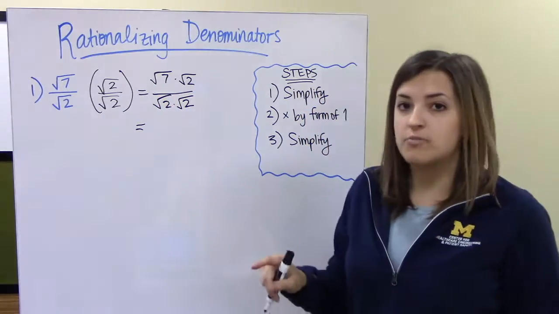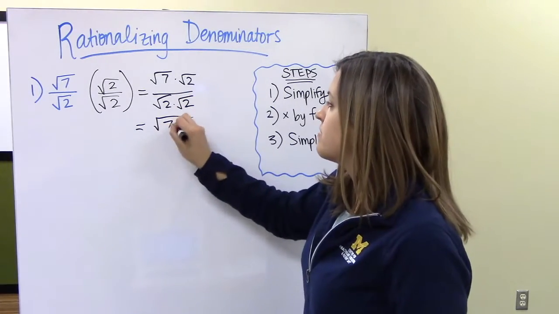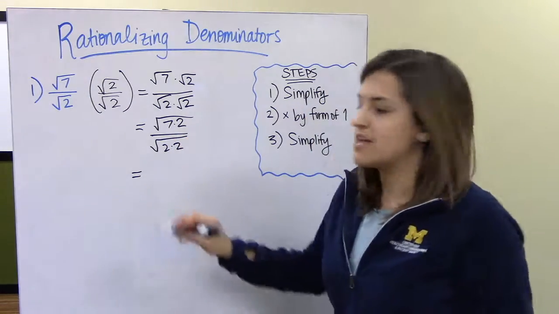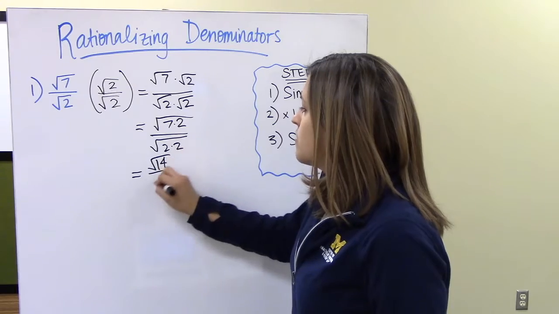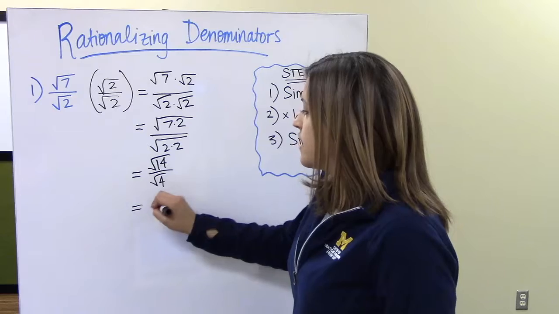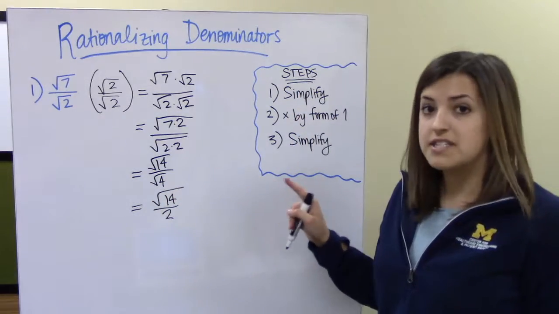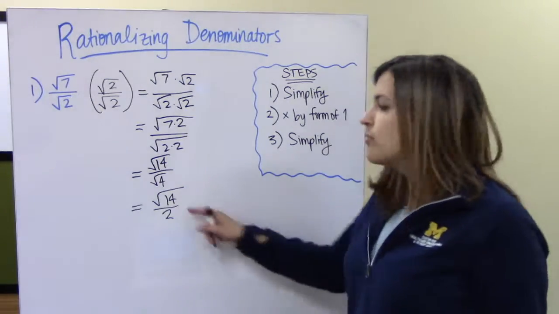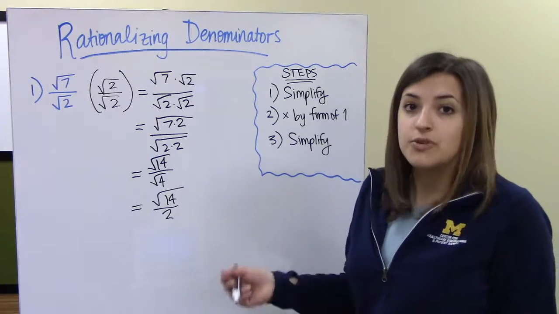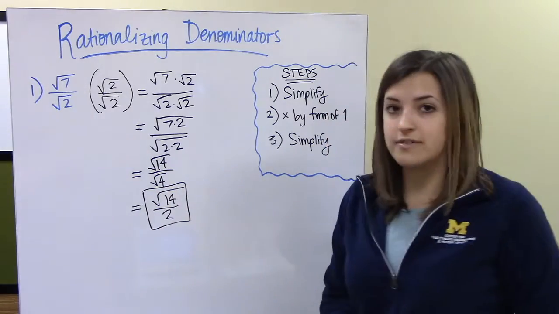Now I can use the product property, so I'm going to make these into one big square root. So I'll get square root of 7 times 2 over square root of 2 times 2. And if I multiply these out, I get the square root of 14 over the square root of 4. And we know the square root of 4 is 2. So this equals, in the end, square root of 14 over 2. Now, let's look at our third step. That's to simplify again if we can. But we can't because square root of 14 is as simple as it gets, and 2 is not a square root. So we're all set in our simplest form, and this is our final answer. Let's do another.